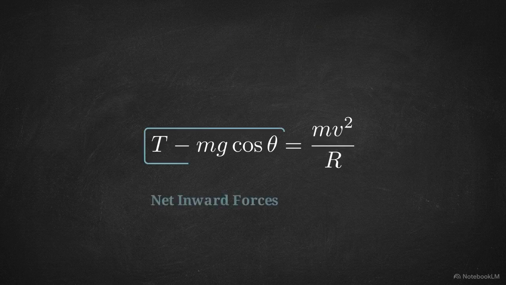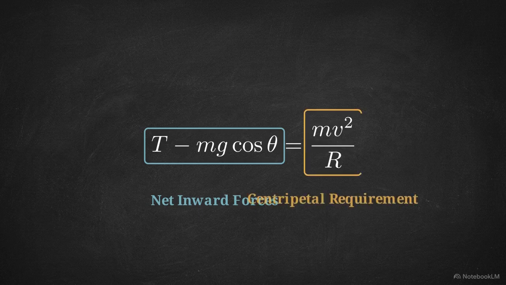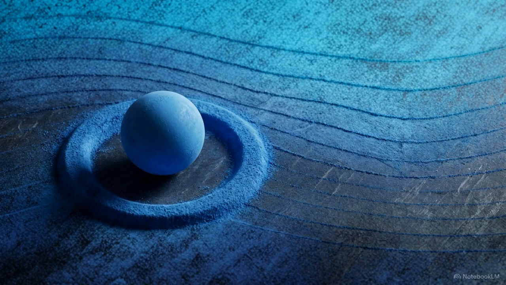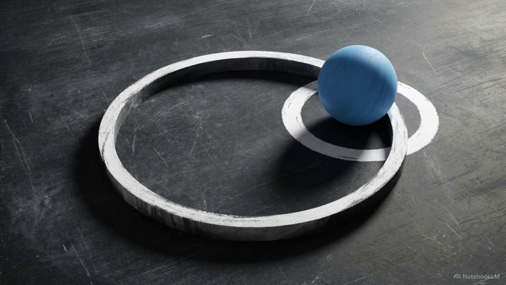We formalize this constraint with the instantaneous radial force equation. The net force pointing toward the center, tension minus the outward radial component of gravity, must equal the centripetal force required to drive the circular path, mv squared over r. Since the string does zero work, and gravity's work is accounted for by the scalar potential field, the total mechanical energy of the mass remains perfectly conserved throughout the entire circle.